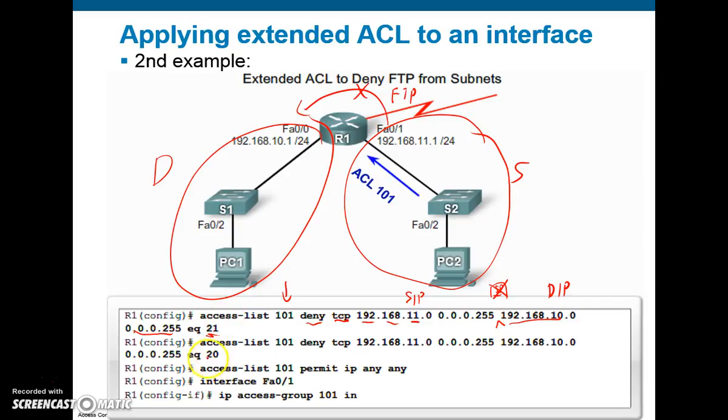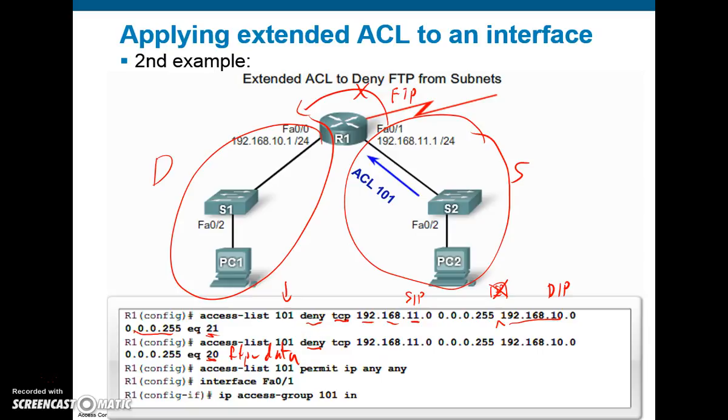The second statement is also similar, except it's for FTP data. FTP actually uses two ports. Port 21 is a control port, which allows you to log into the FTP server and browse through the directory. Then once you select a file that you want to download, you double click on the file, and a data port will be opened for you to transfer the file. So here I'm also going to deny.